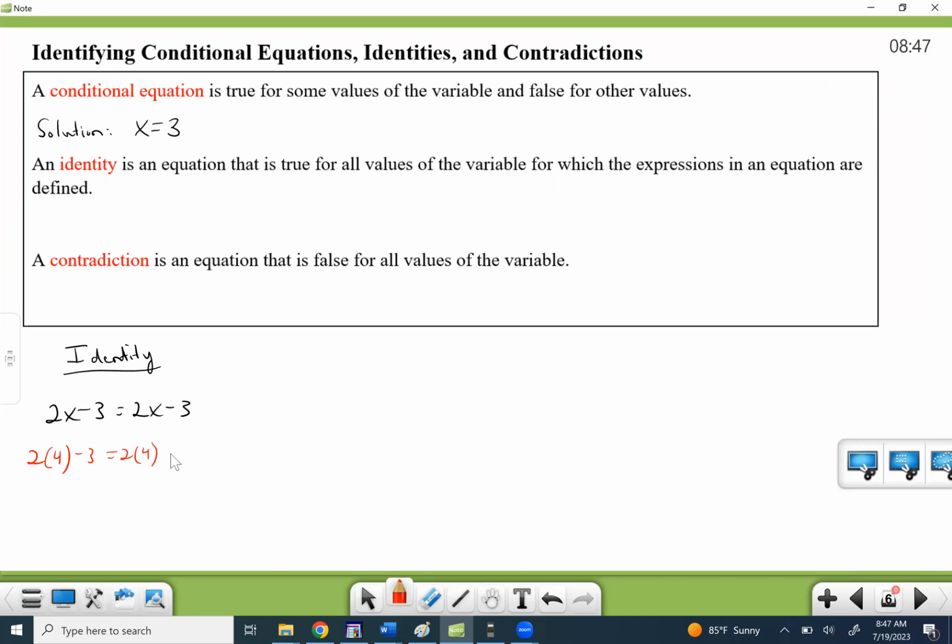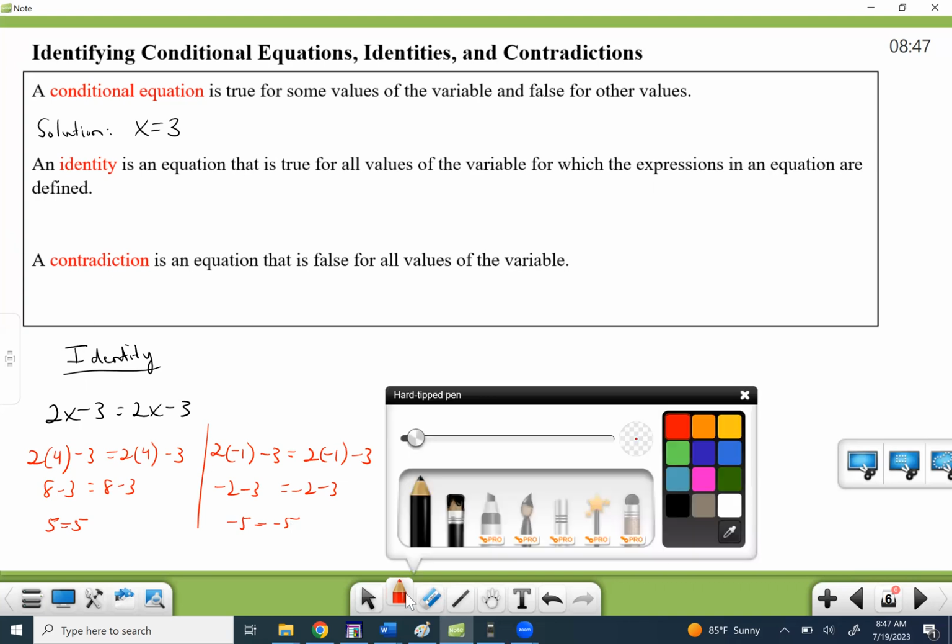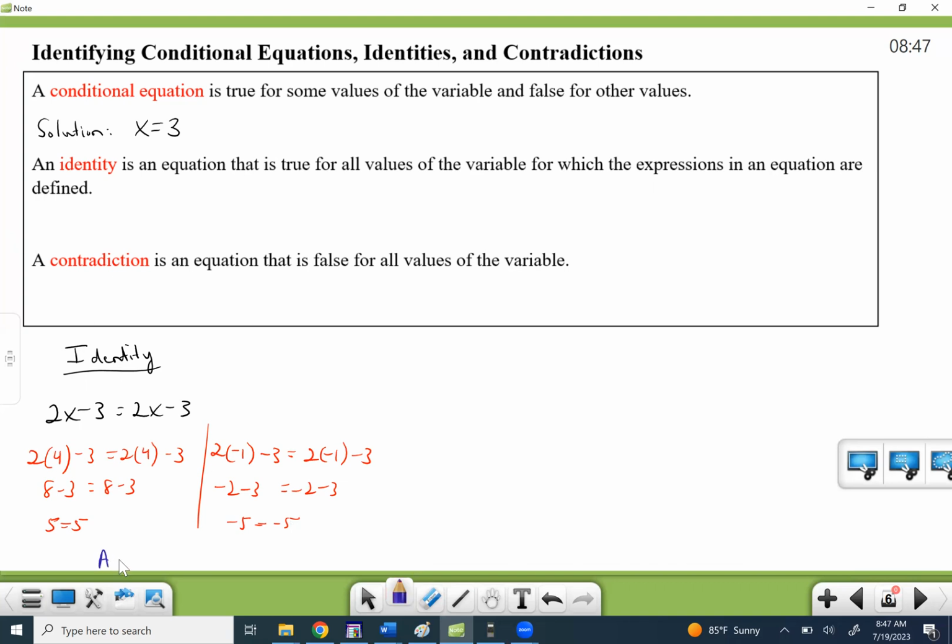This should be really evident as I go through here, right? 8 minus 3, 8 minus 3, 5 equals 5. It worked. Somebody else could say, I'm going to pick -1. And of course, -1 is going to work. We get what? -2 take away 3, -2 take away 3, -5 equals -5. So any number will work is the takeaway, right? Any number will work.